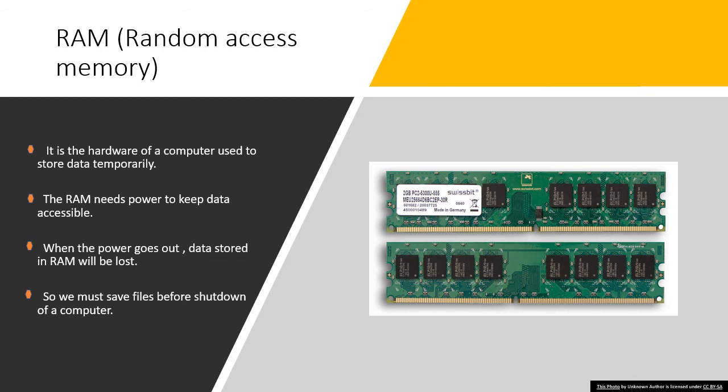What does that mean? That means when the power goes out or when the system gets shut down, all the data in the RAM will be lost. So, RAM needs power to keep all the data stored in its memory. So, we must save files before shutdown of a computer. In simple words, we can say RAM is the temporary memory of our computer.